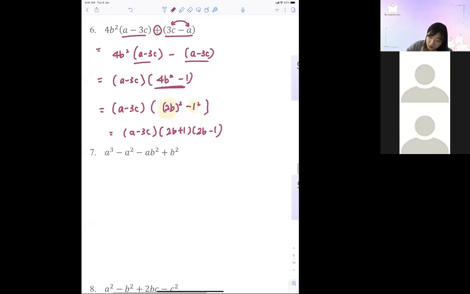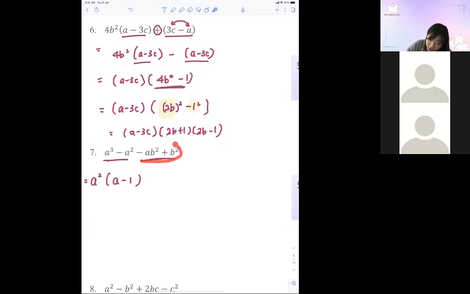So next one, okay. Again, if you have 4 terms, first we do pairing first, okay. Then from the first 2 terms, we can take out a square. You got a minus 1.